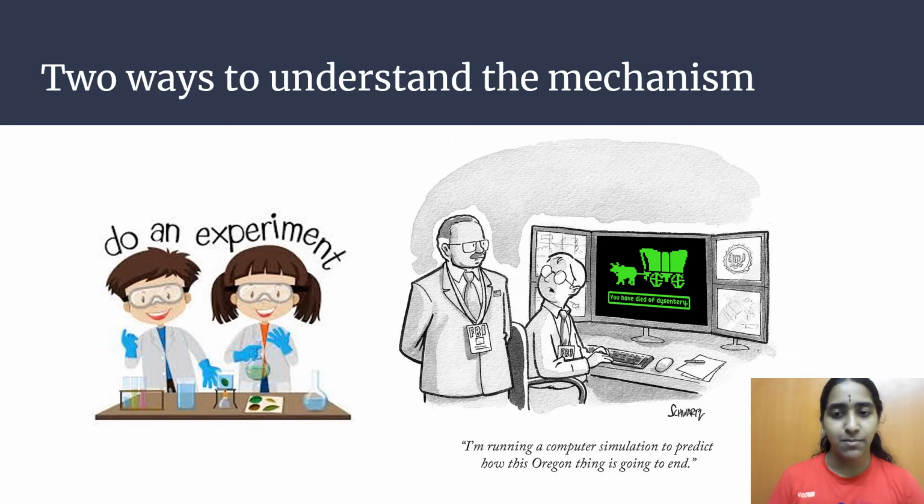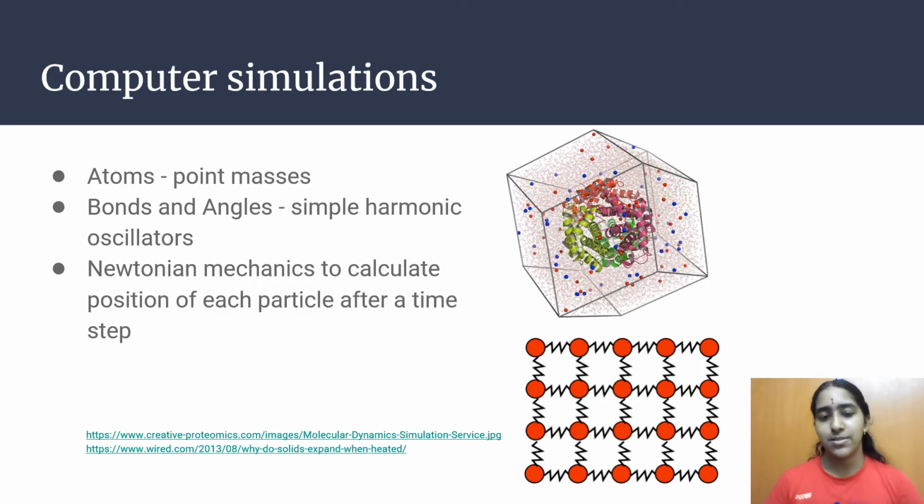We use computer simulations to model protein aggregation. In computer simulation, all the atoms in the system are assumed to be point masses, and the bonds and angles between them are assumed to be simple harmonic oscillators. And then using Newton's laws, we can calculate where a particular atom would be at the next time step. You know where it is right now, all the forces that are acting on it, then you can easily find out where it would be at the next time point.